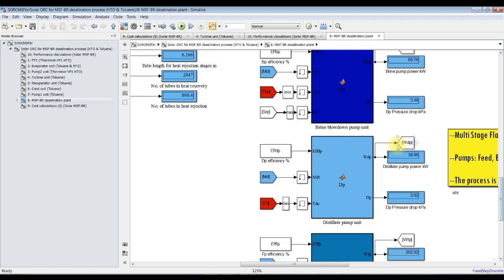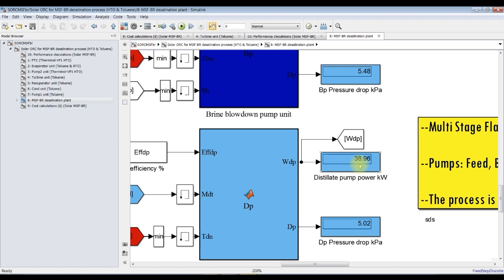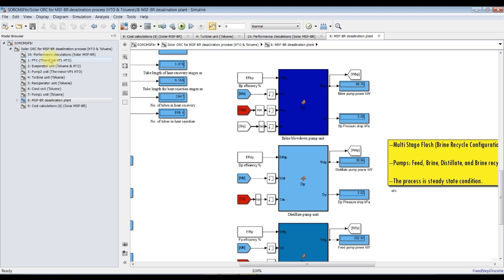This district is almost around 38 kilowatts, and the pressure drop per each pump. Okay, let's go for parabolic trough.